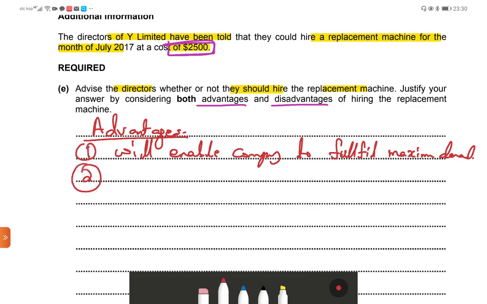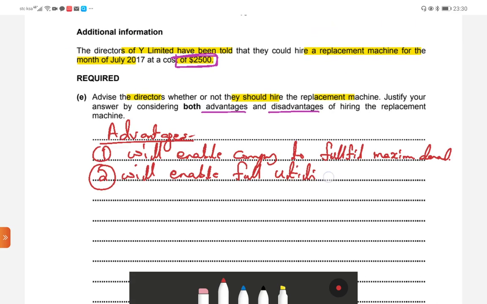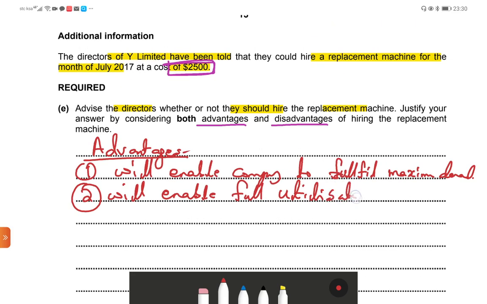Then second, full utilization of resources. Otherwise, the machine hours are less, and they cannot use the total materials or resources. So it will help them to use full materials. Full utilization of resources.